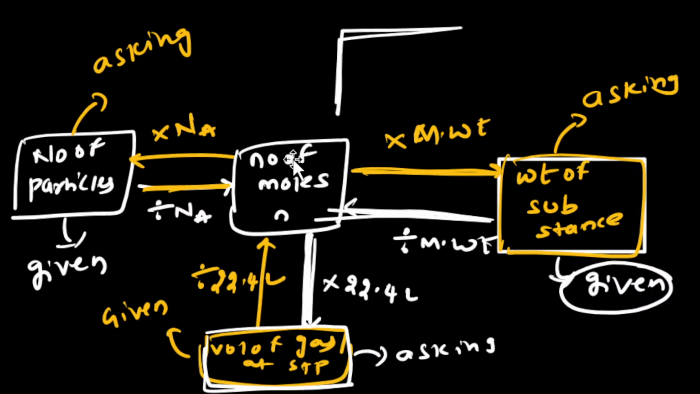Here we are having number of moles, weight of the substance, volume of the gas at STP, and the number of particles. If they are asking about the volume of the gas and the weight of the substance is given, from the weight of the substance you first find the number of moles. From there, if you multiply by 22.4 liter, then you will get the volume of the gas. So according to the given questions, we have to interconvert this formula.